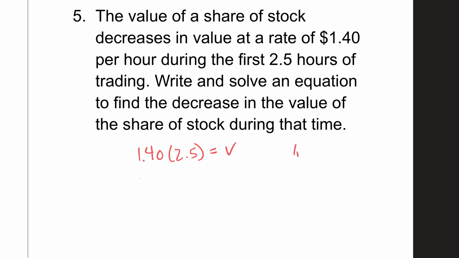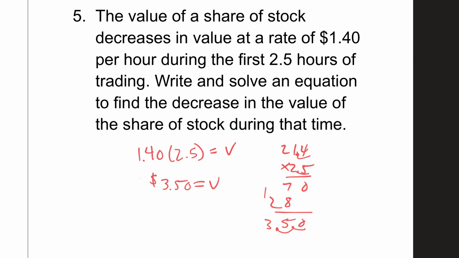So 1.4 times 2.5 is... Move the decimal twice. 3.5. So $3.50 is that value that it changed by.